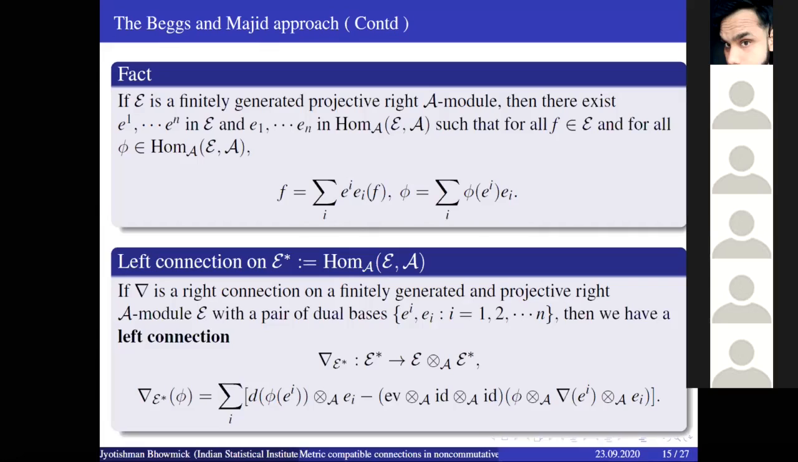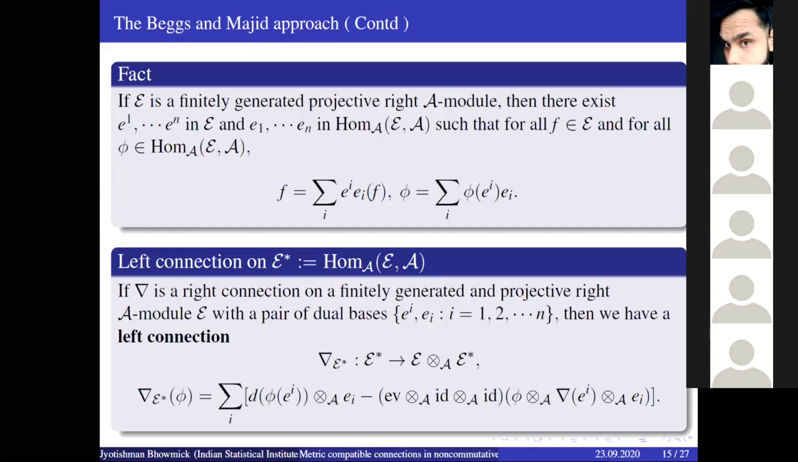If you have a bimodule E, and you have a right connection on E, then one can define a connection on this E star. E star is just this dual space, by this formula. So it doesn't need the existence of the sigma, and it works for any connection.